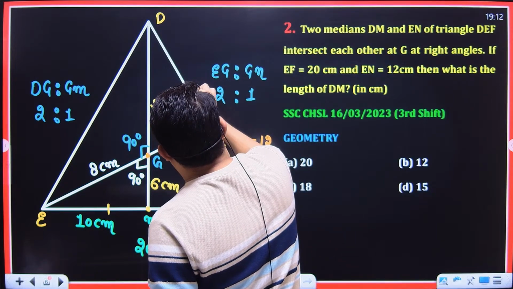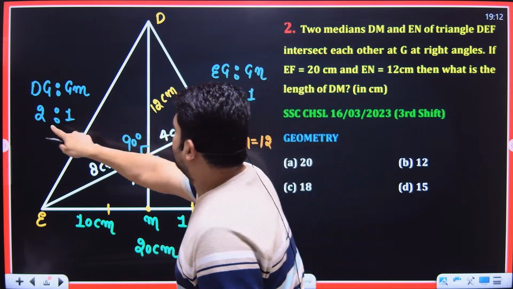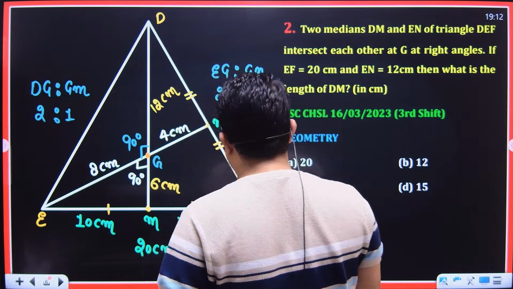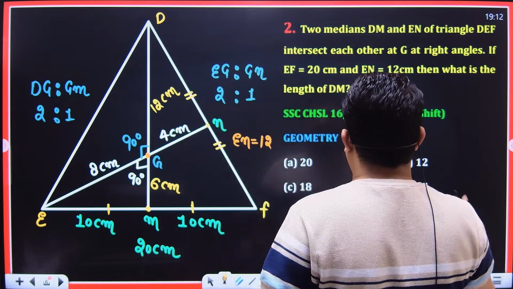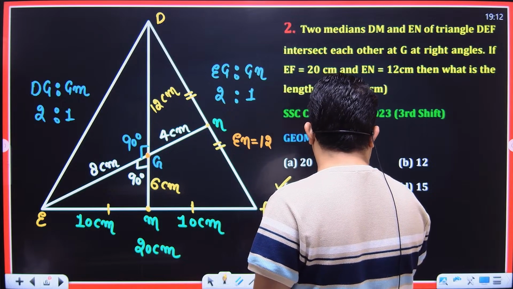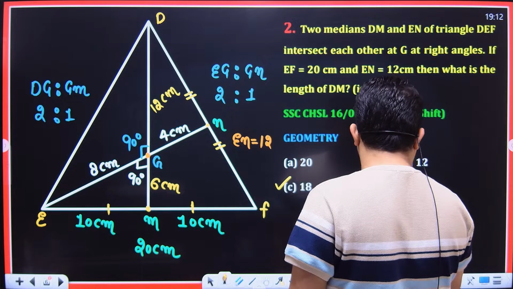Which line? DG. Because this is 2:1. I have written already 2:1. The length of DM is equal to 12 plus 6, that is 18. What we have to calculate? We have to calculate the length of DM, that is 18 centimeter. Our district magistrate is of length 18 centimeter. That is option number D.